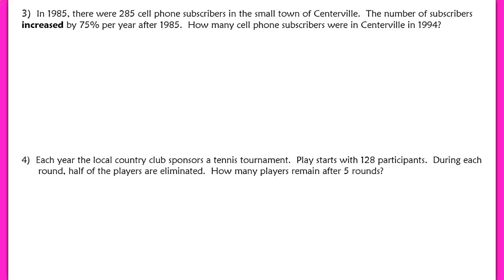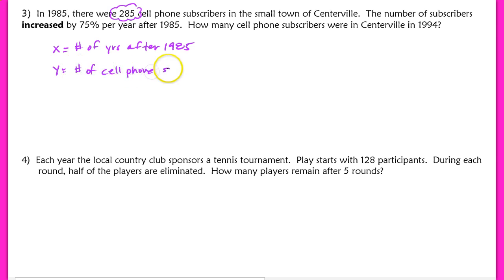Okay, so our initial amount of cell phone subscribers was 285 in the year 1985, okay? So if we're going to define our variables, I want to let x equal the number of years after 1985, because that's when this whole idea about cell phone subscribers is starting. So we're looking at the specific time after 1985, and then y is going to equal the number of cell phone subscribers, which is the word that they're using.